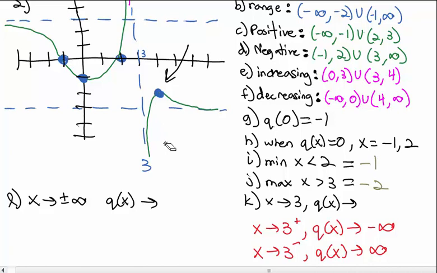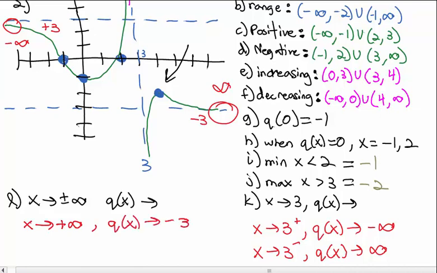Okay, as x goes to positive and negative infinity, again, I want to notice at positive infinity, the graph is down here. The graph is at negative 3. At negative infinity, over on the left, we're up here at positive 3. So again, we're going two different places, so we're going to need to express the two different answers. As x goes to positive infinity, q of x is going to go to negative 3. But as x goes to negative infinity, q of x is going to go to positive 3. We're describing the end behavior, the edges of the graph.